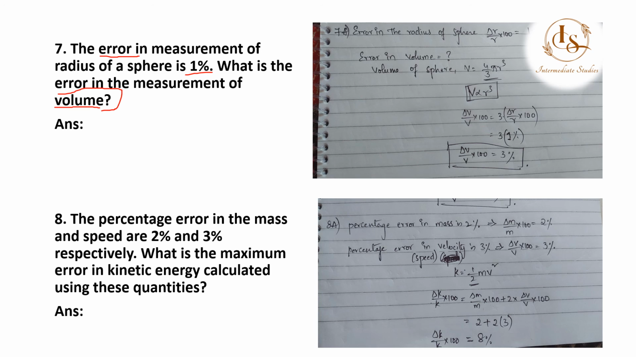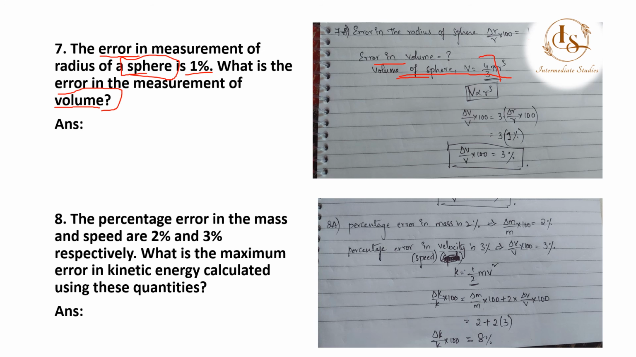So we already know the volume of a sphere. The volume of a sphere is 4 by 3 pi r cube. They mentioned the error in the radius of the sphere, delta r by r into 100, is 1%. They have already given it, so we need to calculate the error in volume. What is the volume of a sphere? Because we are talking about the sphere, right? So we need to take the volume of the sphere. So the volume of the sphere V is equal to 4 by 3 pi r cube.